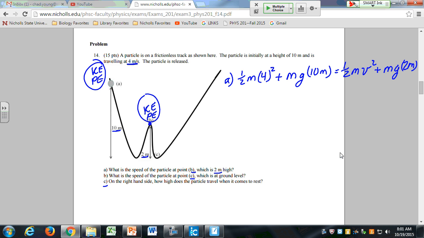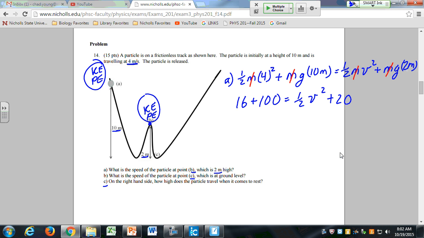Notice that my masses, they all cancel. I can divide through. That's always going to be the case unless you're dealing with a spring, and then the masses won't cancel because the elastic potential energy isn't dependent upon the mass. It's only the spring constant. So I have 16 plus 100 equals 1/2 v squared plus 20. And then we can solve that.